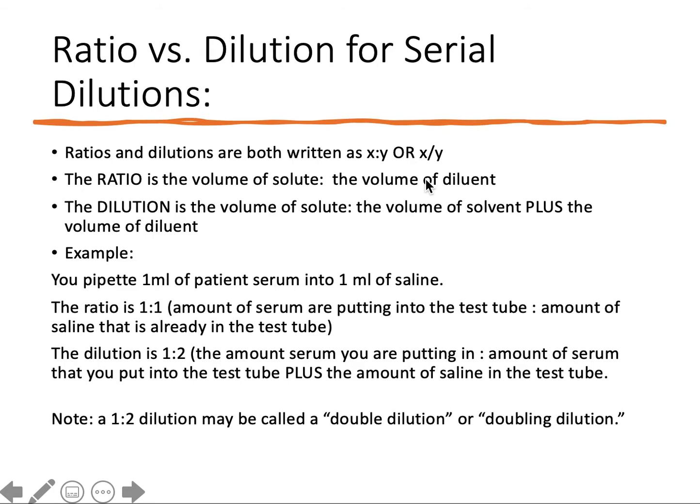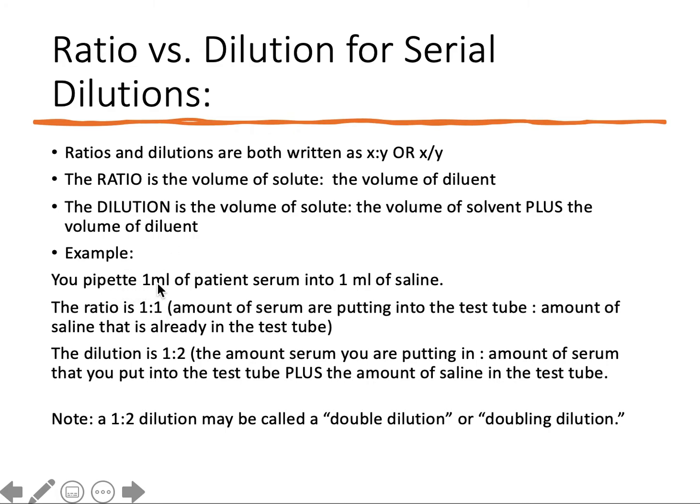Okay. The dilution now is the volume of your solute, which is the 1 milliliter that you're putting in, over the volume of the solvent, which is in the test tube already, like the saline, plus the volume of diluent you're putting in. Oh, I'm sorry. This is actually solute and not solvent. So cross that off if you printed this out. This is actually solute. So it's the volume of the solute that you're putting in, which is the 1 milliliter of your patient specimen, plus the volume of the diluent, which is the saline that's already in the bottom of your tube. So your dilution would be 1 to 2.